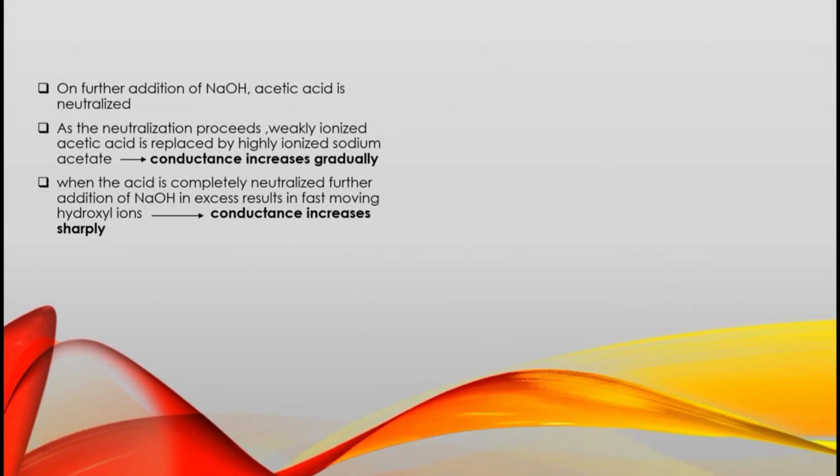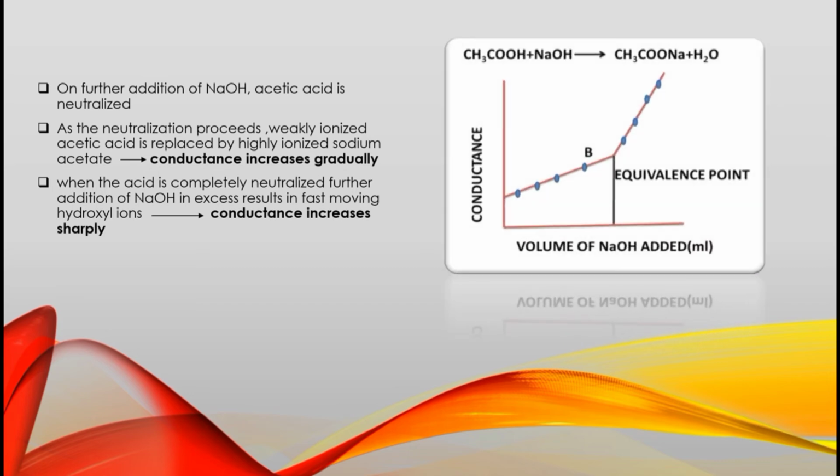Next, on further addition of NaOH, acetic acid is neutralized. After the neutralization proceeds, weakly ionized acetic acid is replaced by highly ionized sodium acetate. Therefore, there is an increase in the conductance. When the acid is completely neutralized, further addition of NaOH in excess results in fast-moving hydroxyl ions. Therefore, conductance increases sharply.